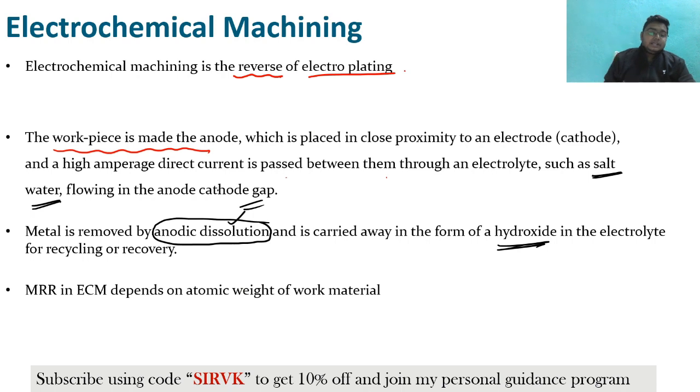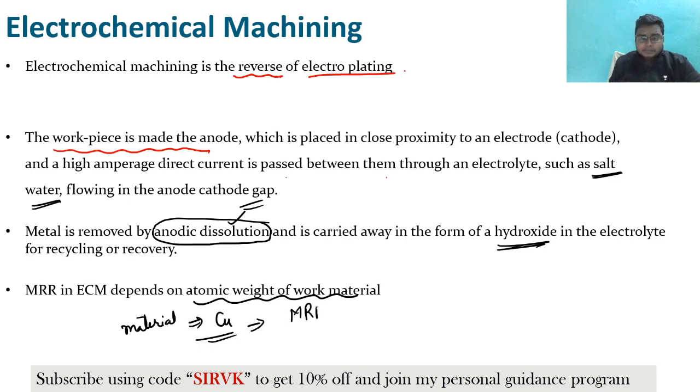Next, MRR in ECM depends on the atomic weight of the material. What is the meaning here? Suppose the material is copper, then the MRR will be different. Suppose the material is nickel, then the material removal rate will be different, that is MRR1 and MRR2. Why is this different? Because the principle behind this electrochemical process is based upon Faraday's law. Let me tell you about it.